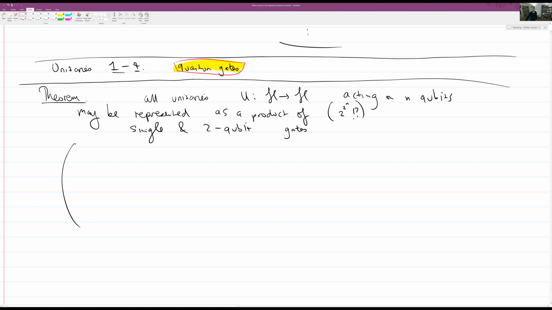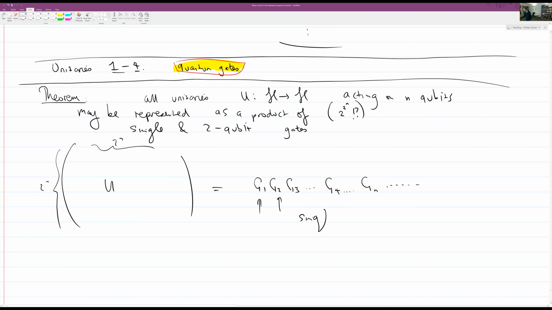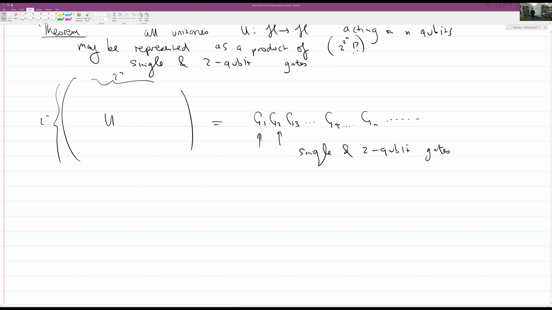So, you have your favorite unitary U that you want to implement for whatever reason. It's a 2 to the n by 2 to the n matrix. And it turns out that no matter what U you choose, even though there are potentially 2 to the 2n complex numbers there, you can always represent that as a product of single and two qubit gates. And which gates will appear in the sequence? Turns out only a finite set. Even with a finite set of single and two qubit gates, you have enough gates to express any unitary as a product.